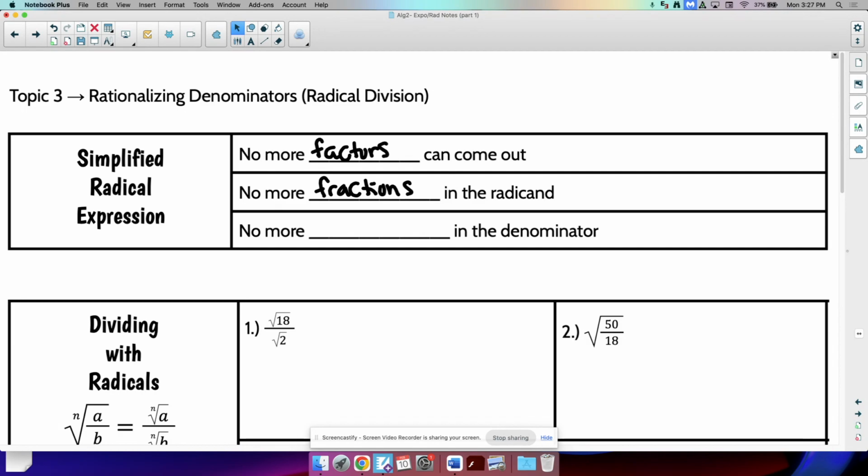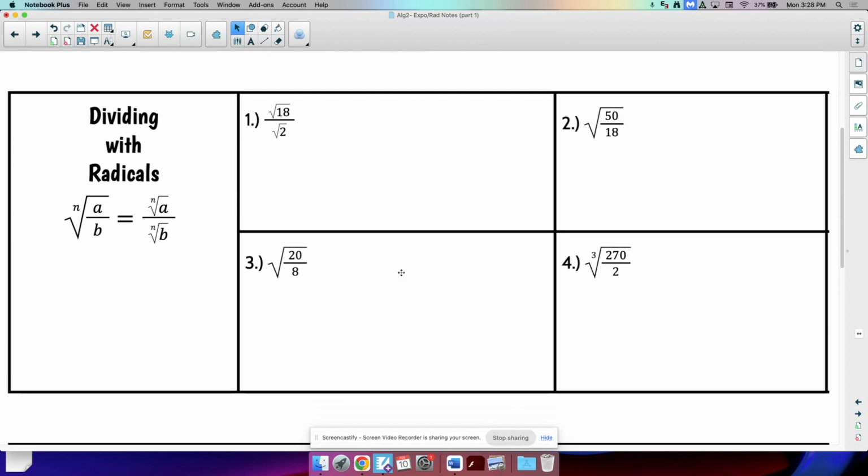You have no more fractions in the radicand. So we want to make sure we're simplifying our fractions out. And then the real star of today is we cannot have any more radicals in the denominator. And we'll kind of look at what that looks like. To begin with, first we're just going to divide with radicals. We did a little bit of this before.